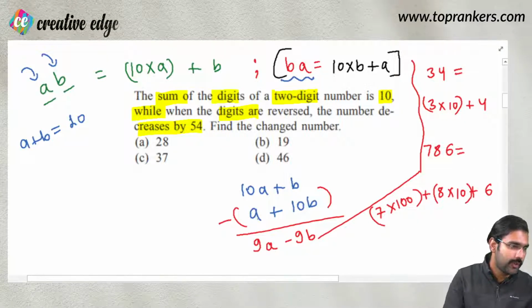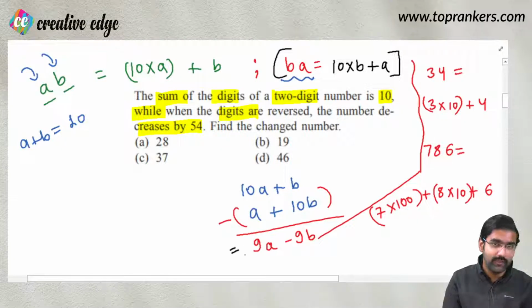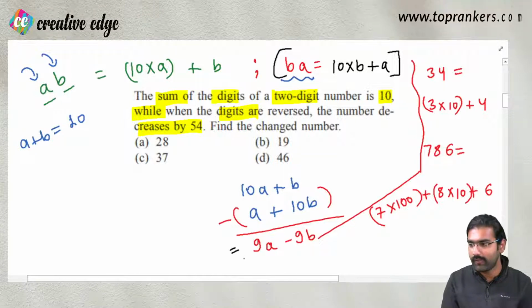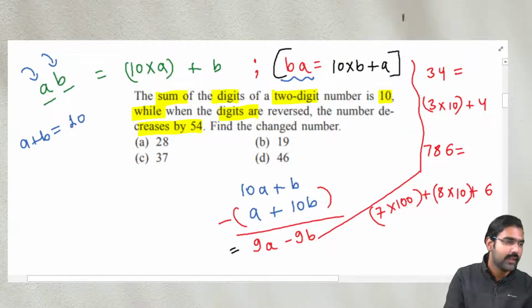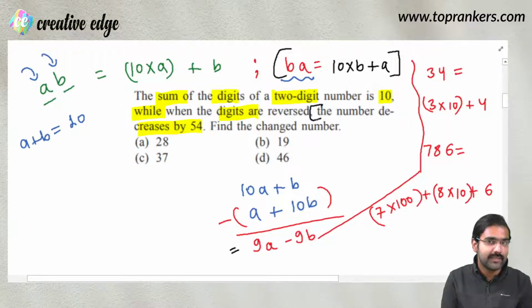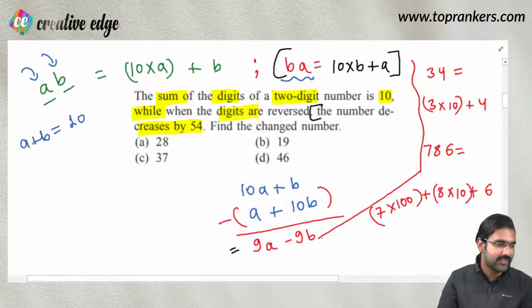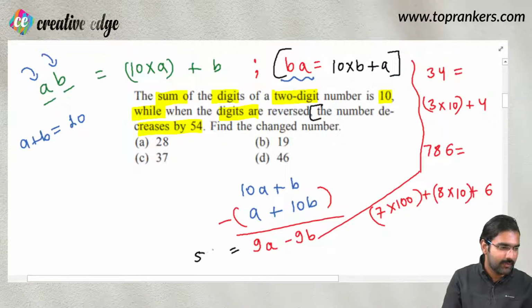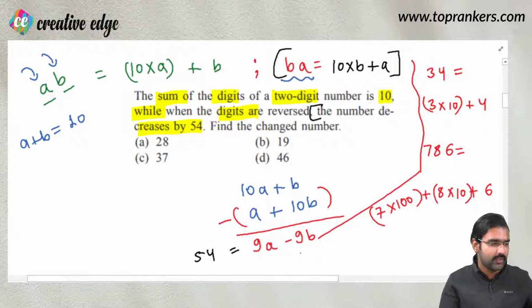Continuing further, when you pay more attention to the details, this is what we are given as 54. I hope you all have read the language given in the question, that when the digits are reversed, the number gets decreased by 54. So this 9a minus 9b is nothing but 54. If you were to simplify this further, how will you do it?